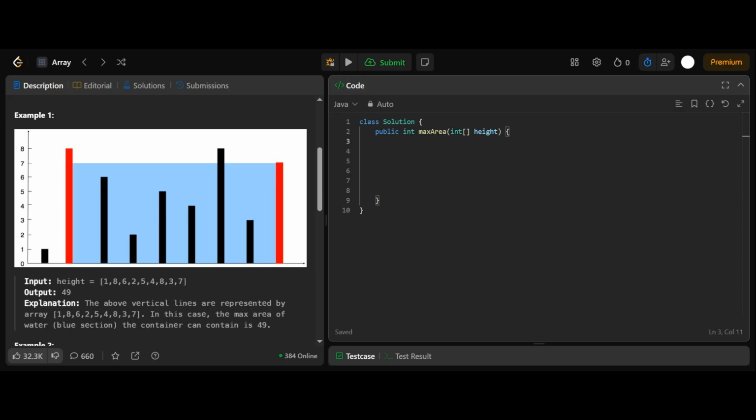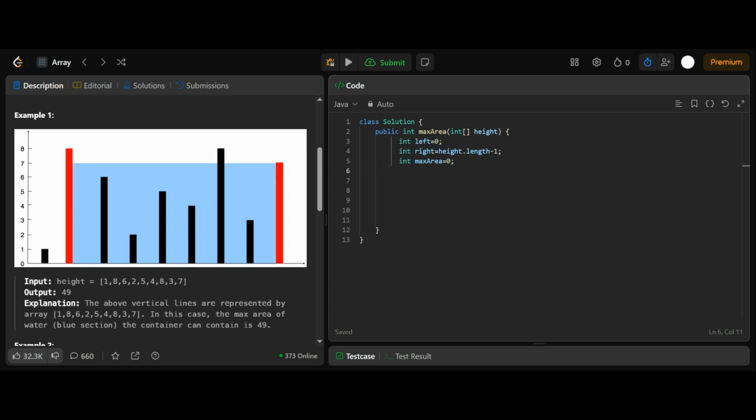Let's start writing the code. So first, left is 0, right is height length minus 1. So we will point towards the last index, and the maximum area, for now, let's have it 0. Now, we will not have any negative areas in this case, so there is nothing to worry about any negative numbers having the maximum area, so you can have it as 0.